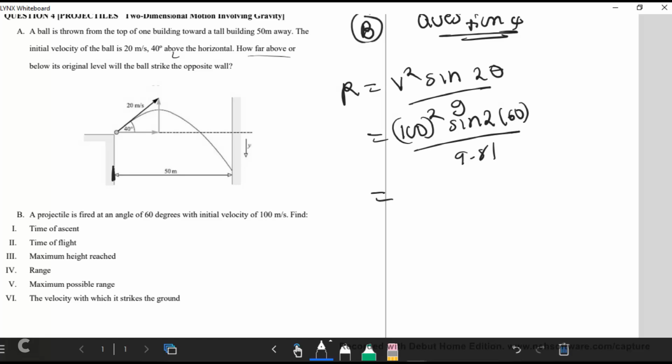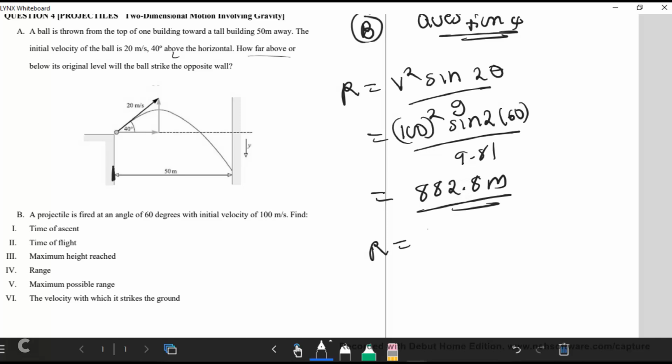In this situation it will be 100 squared, sine 120, because 2 times 60 is 120, divided by 9.81. So your range will give you 882.8 meters. How about the maximum range?